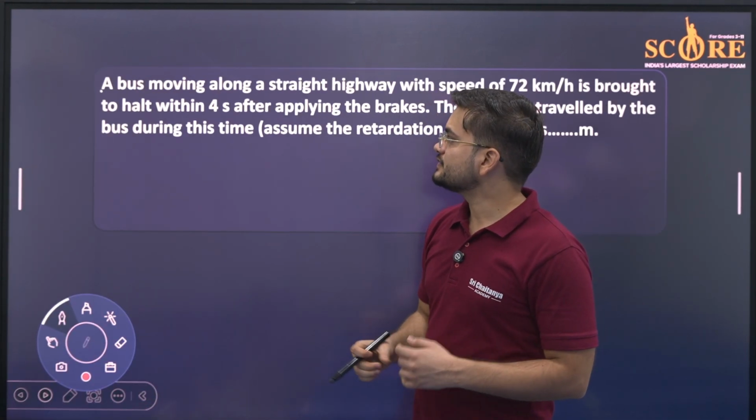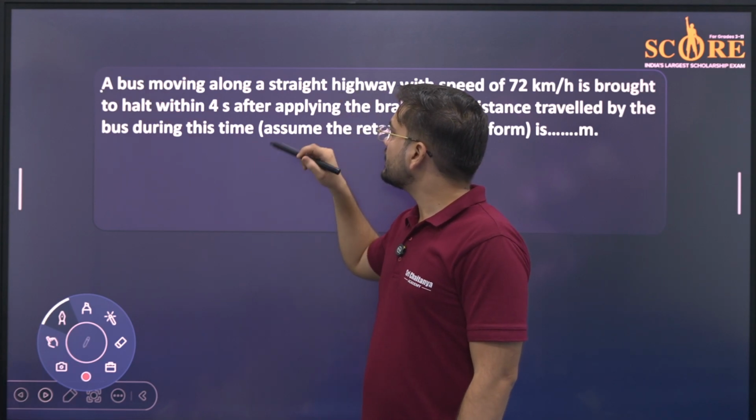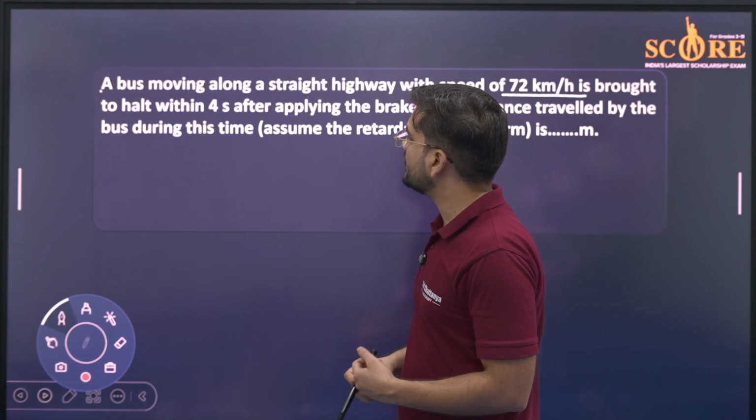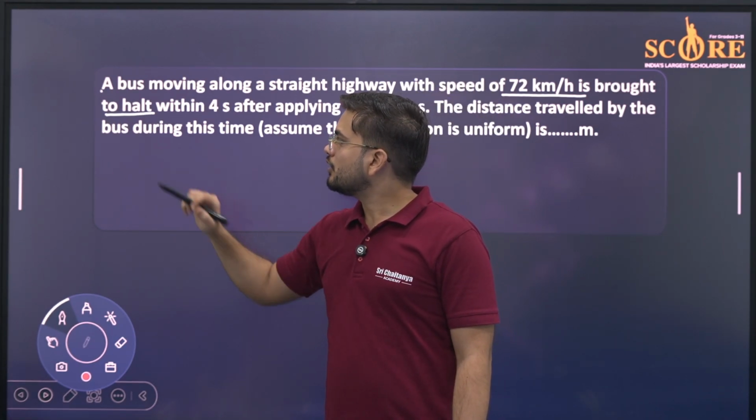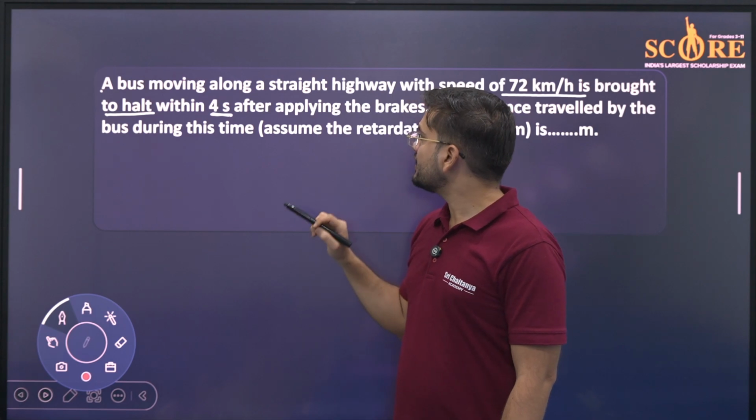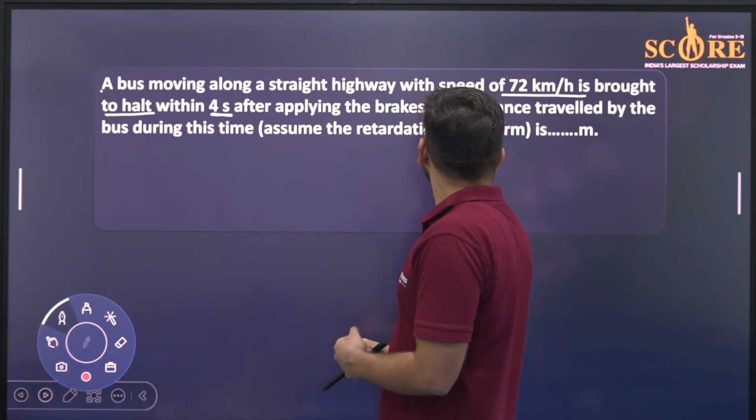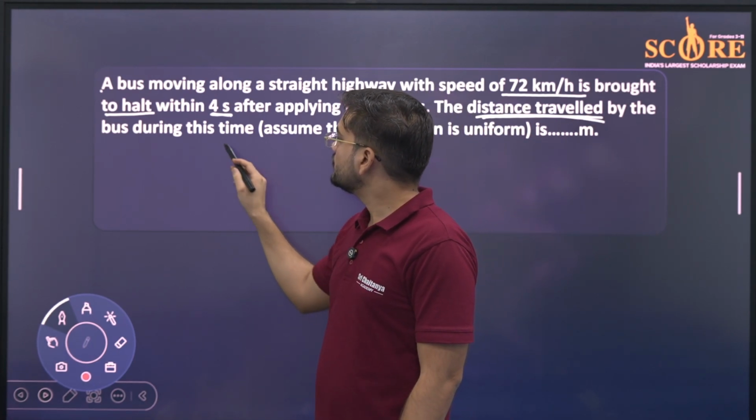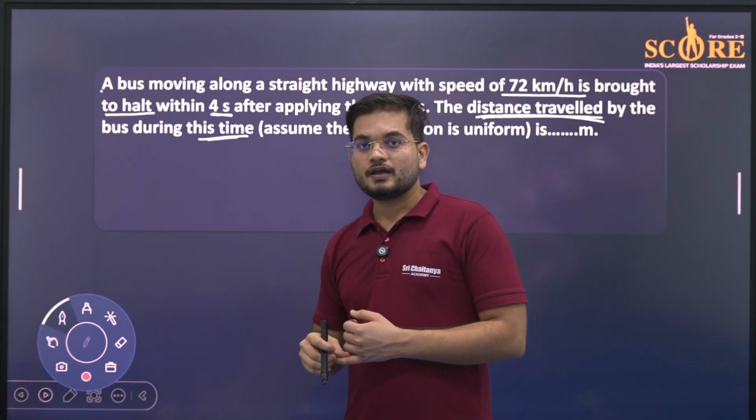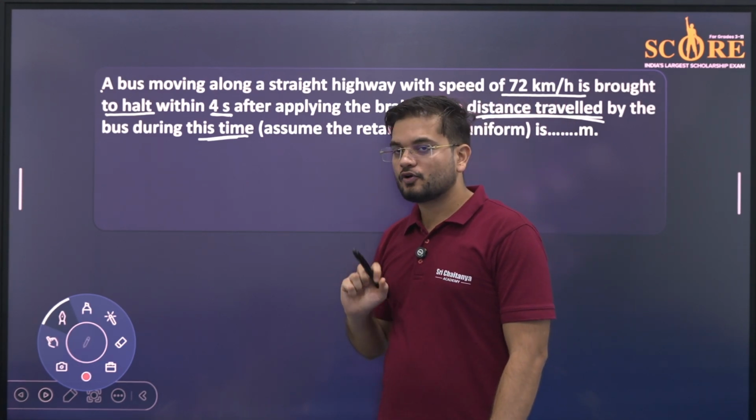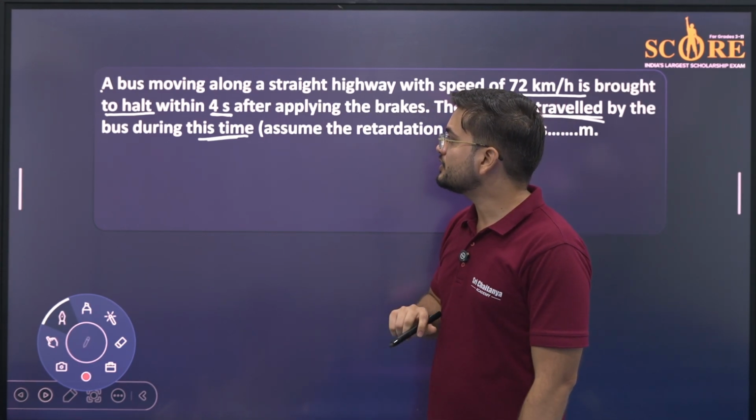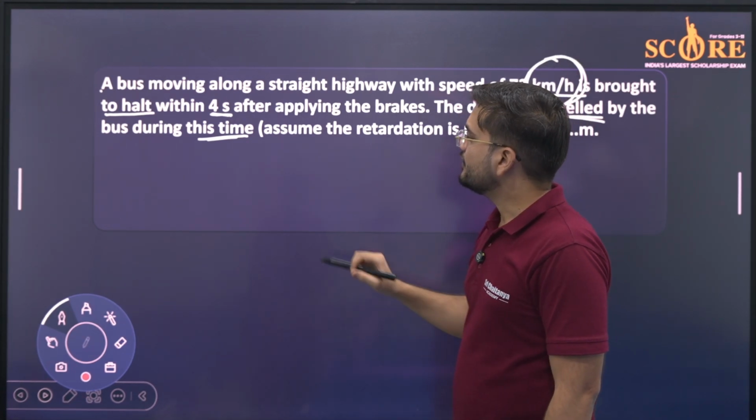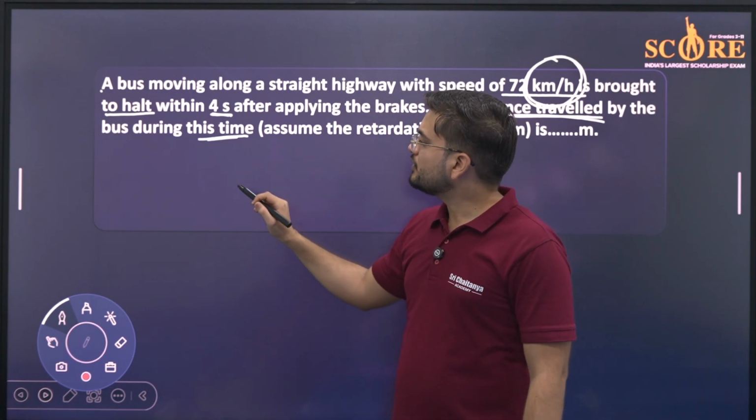The next problem is, a bus is moving along a straight highway with speed 72 km per hour and is brought to a halt within 4 seconds after applying brakes. Find the distance traveled by the bus during this time. In this problem, the formula is not the problem. The problem is units.